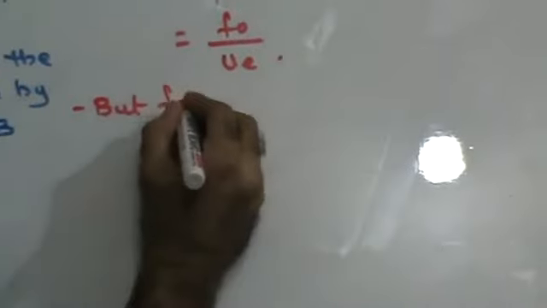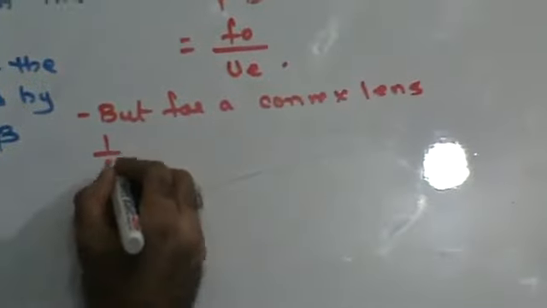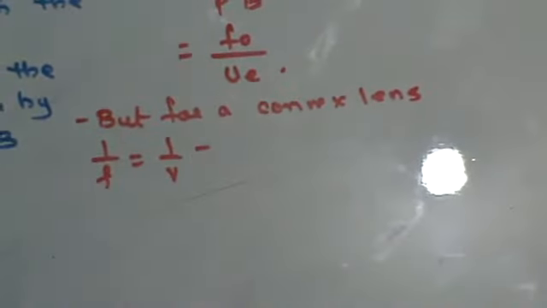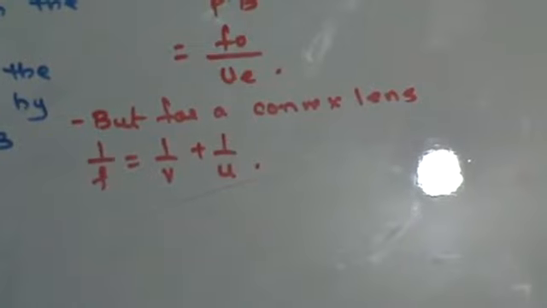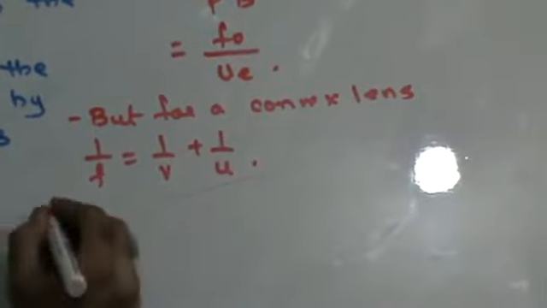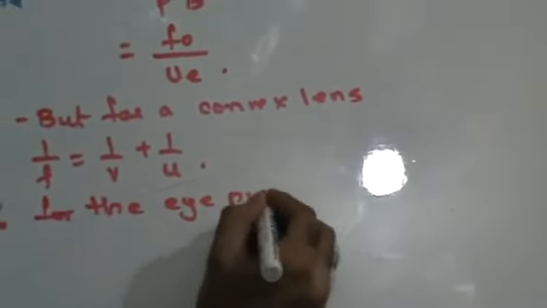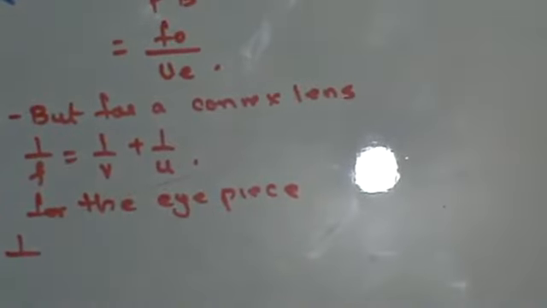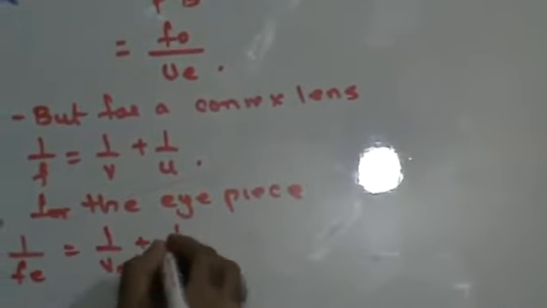Now I can say that, for a convex lens, 1 upon f is equal to 1 upon v plus 1 upon u. Therefore, since the eyepiece is a convex lens, 1 upon fe is equal to 1 upon ve plus 1 upon ue.